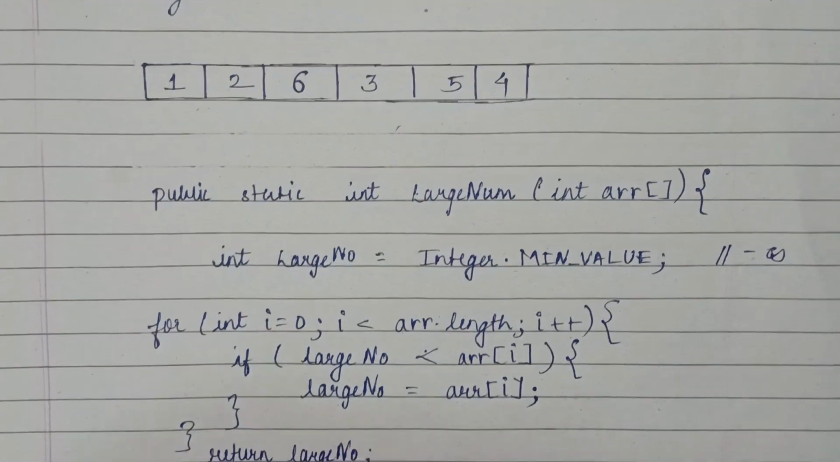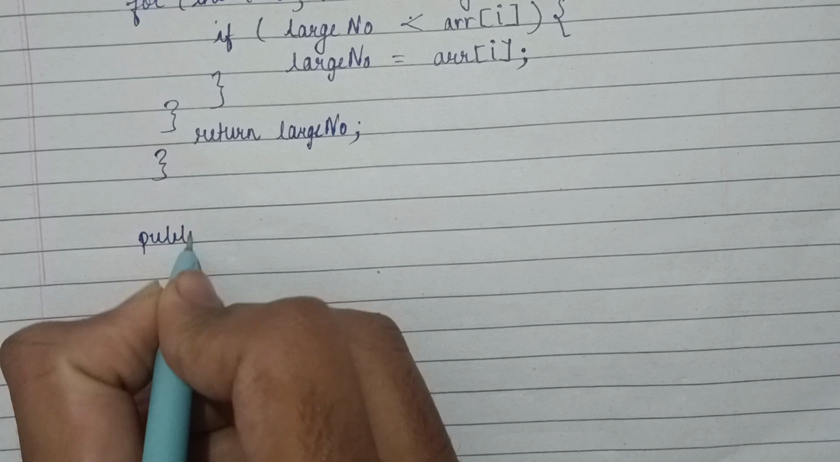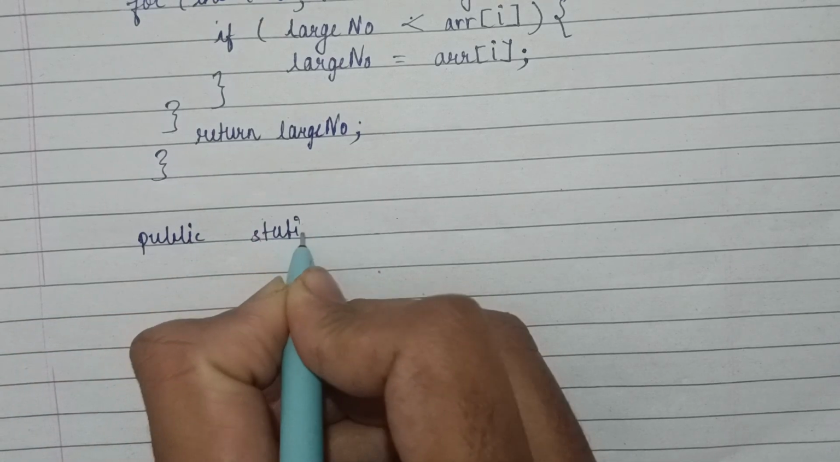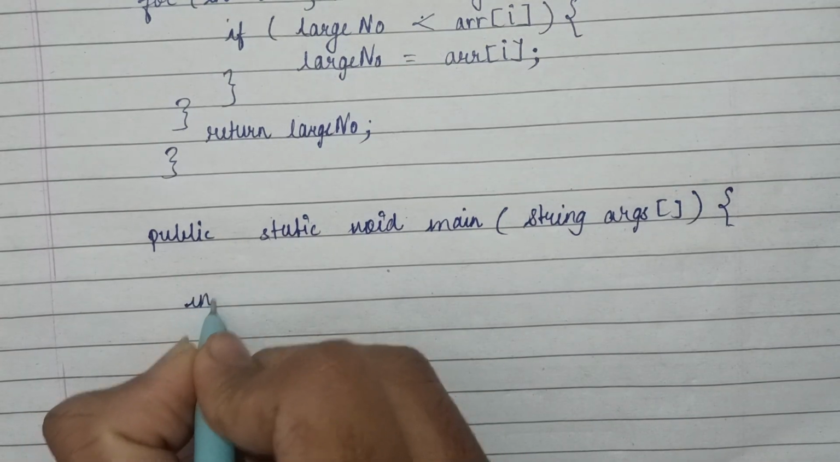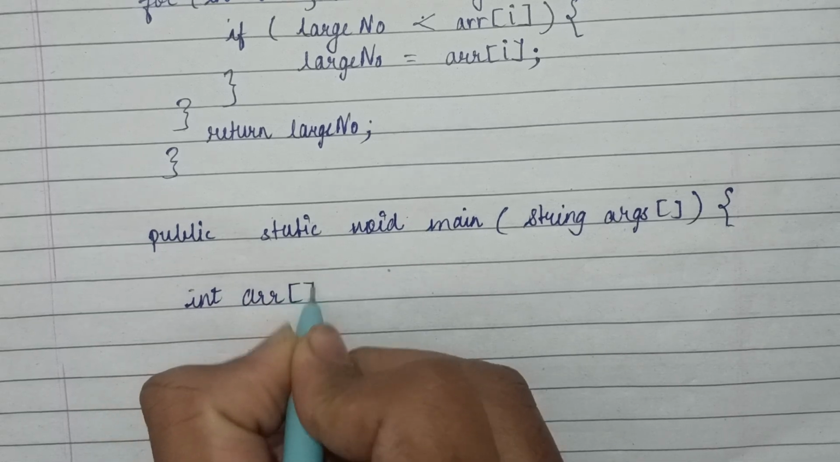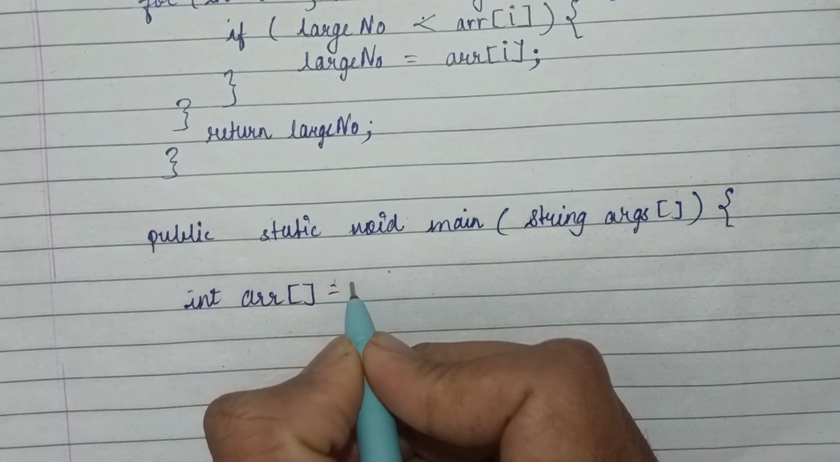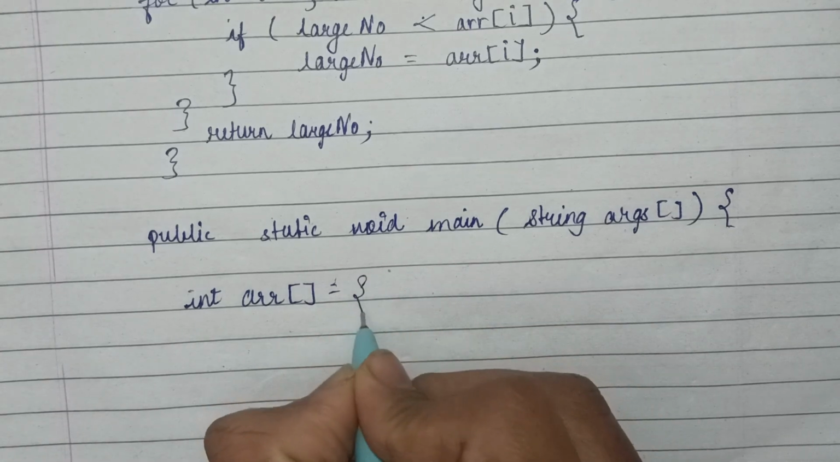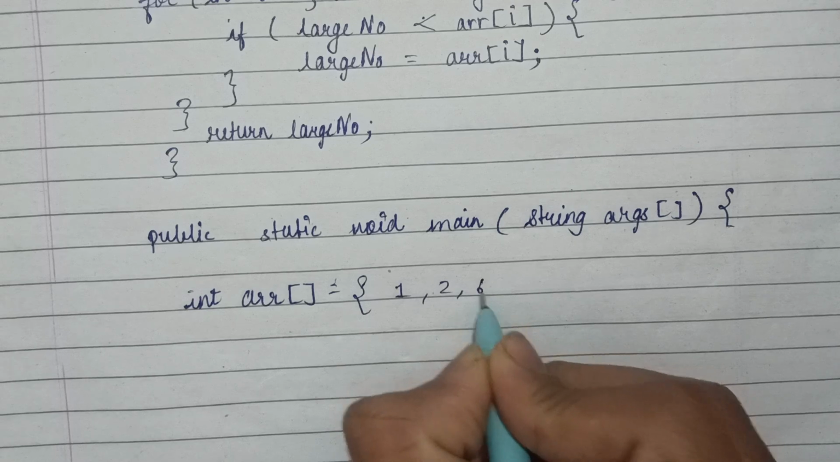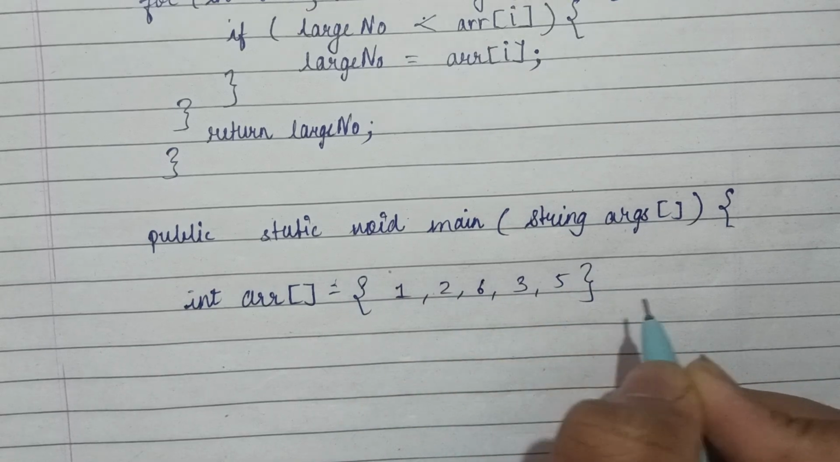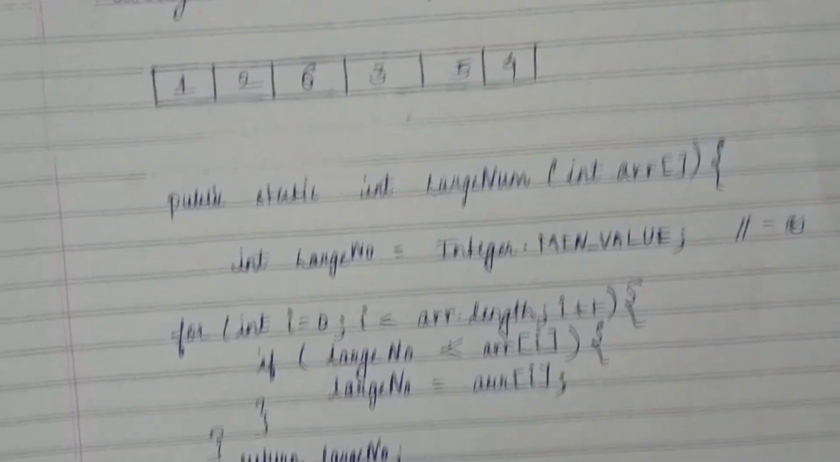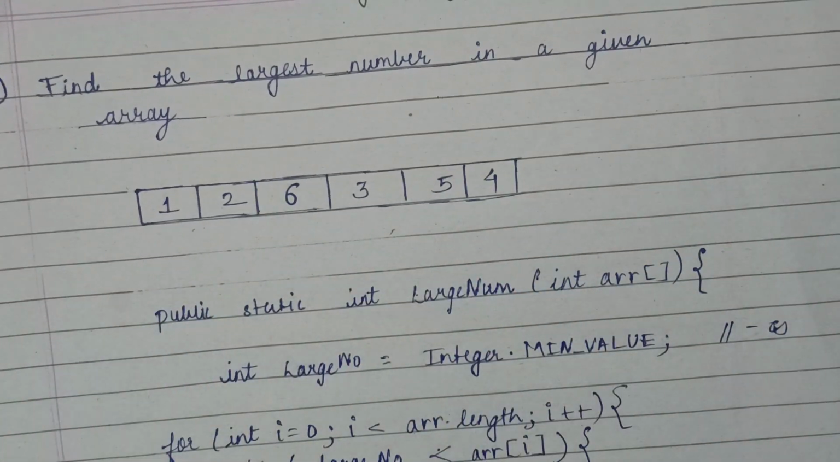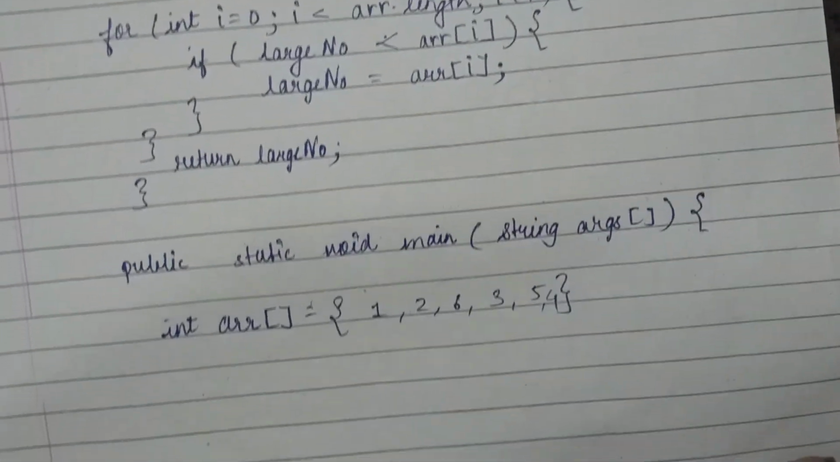Now let's write the main function. Public static void main. Let's take an example: the array is equal to 1, 2, 6, 3, 5 and 4. We have taken these 6 elements as we saw above, so we have created the array in the main function.